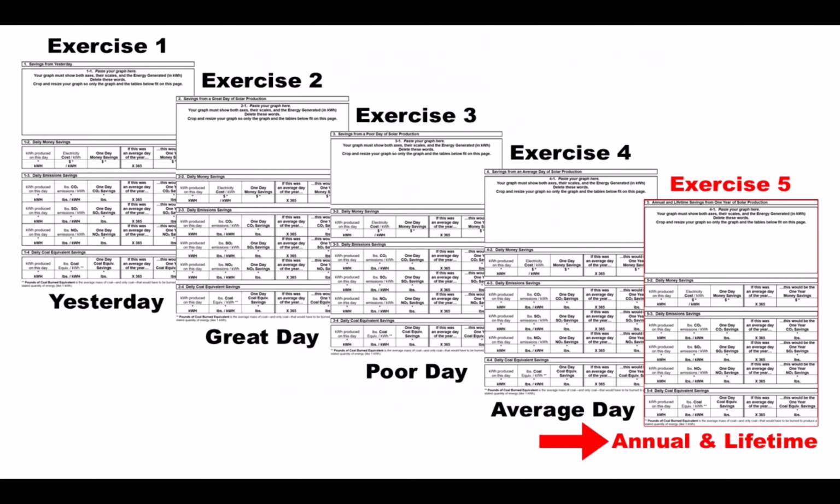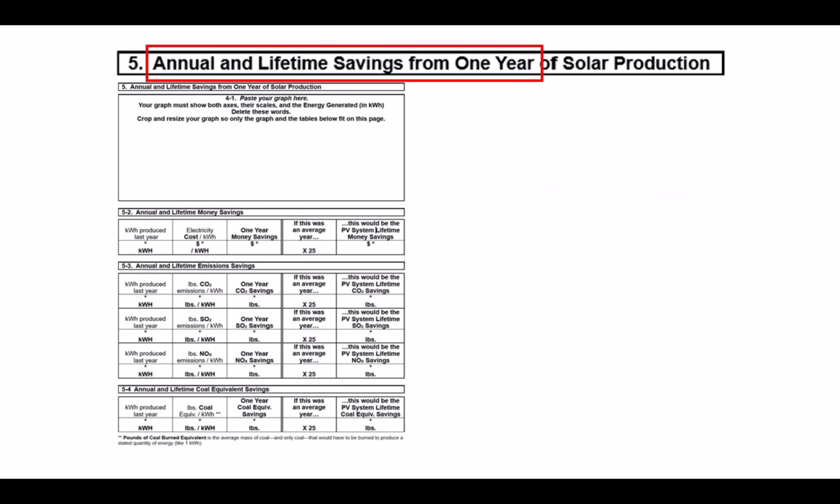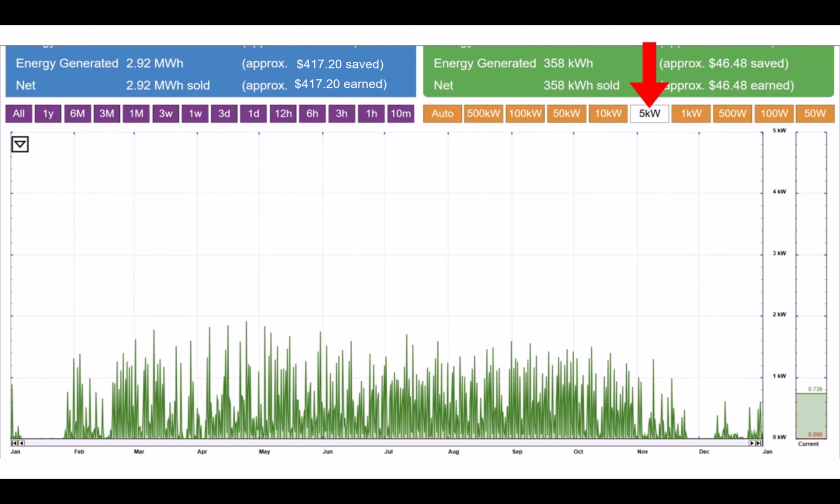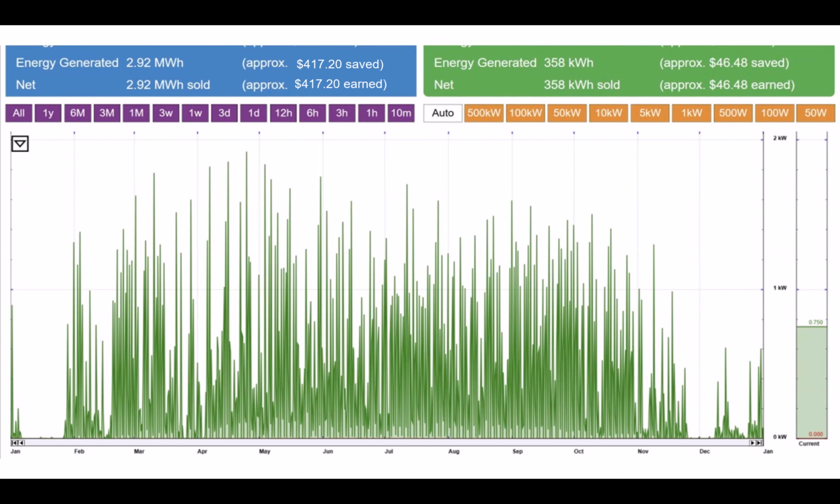That brings us to the 5th and last exercise in this lesson, annual and lifetime savings from 1 year of solar production. Begin by setting the time period for all of last year. Here's what the 1-year output profile looks like, set to a scale of 5 kW. There's no reason to keep that scale now, so reset it to auto scale. The graph now occupies most of the available space.